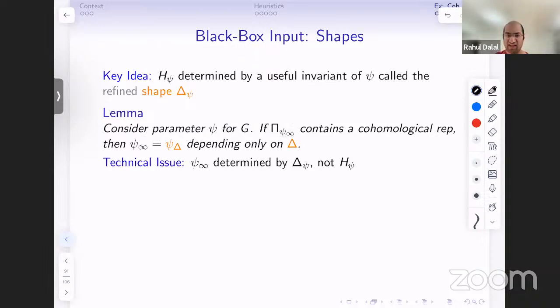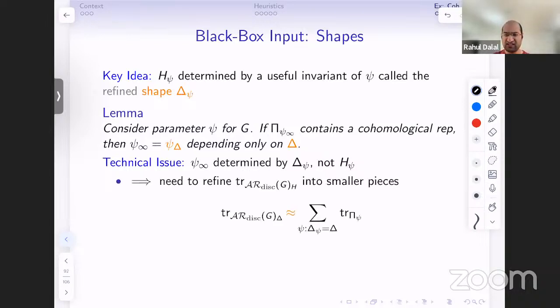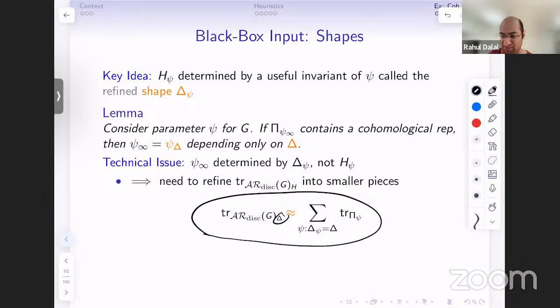So we're going to do something slightly different than the heuristic that I said. Instead of breaking things up by this H sub psi, we're going to break things up by the shape delta sub psi. We're going to refine it a little bit further than just looking at the pieces for H sub psi. And because the delta determines the psi at infinity, if we know all the pieces for delta sub psi, then we know all the pieces for psi sub infinity. That was our original step one goal. So we're going to do this slightly more refined thing than the piece for H: we're going to do the piece for delta instead, which we define in a very similar way.